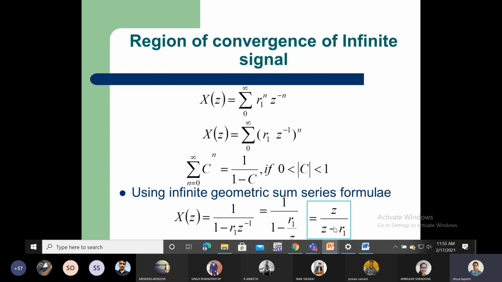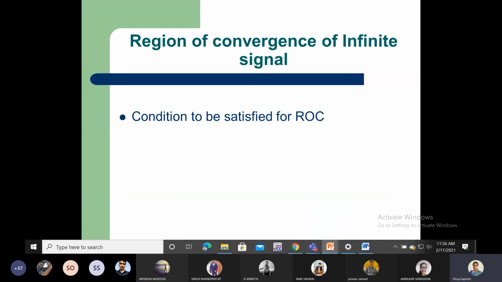Okay, when I transform the right-sided infinite signal into the z plane, it will be expressed as z upon z minus r1. Now, I want to see the region of convergence, that is, at which points in the z plane the z transform can exist. For that, I will apply this formula, that is, c should be less than 1. I can take that condition and see the formula for the region of convergence.